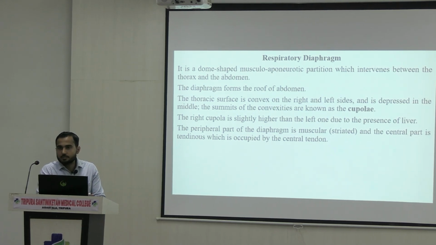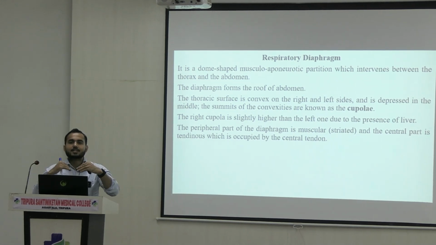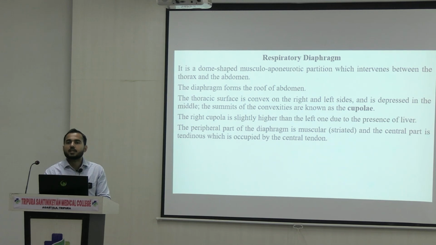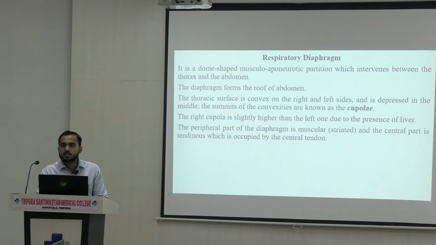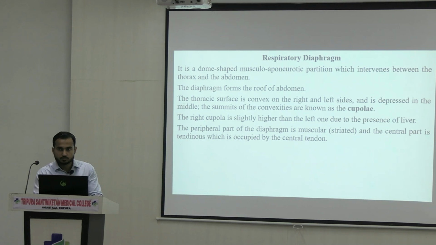And what about the central part? Central part is tendinous in nature. That means the fibers are converging towards the center, and it is inserting in the center. That's why the central part is a depressed area, and along with that it is tendinous in nature. That means it is completely made up of tendon. That is the speciality of the diaphragm.